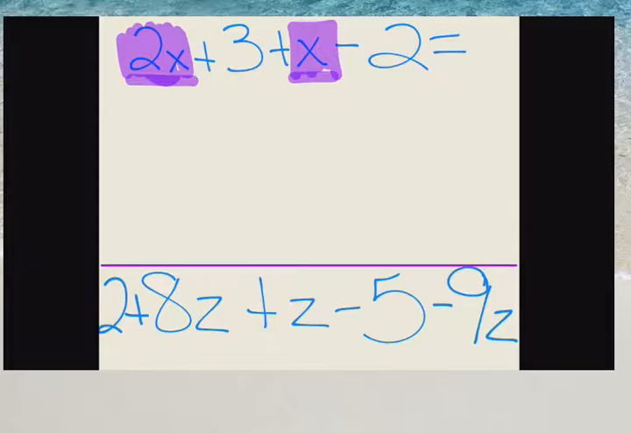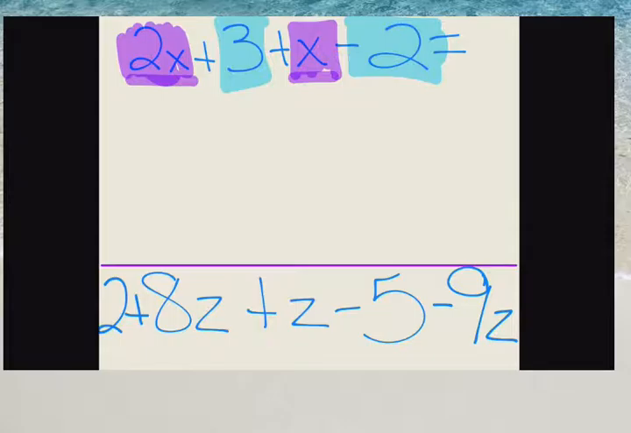Then I'm going to switch to a different color. I'm going to go with a pretty blue, okay? Now remember, 3 is a constant. It's a number that doesn't have a variable attached. Any constant should be grouped together. So I'm going to group 3 and my -2 together. Notice that subtraction sign needs to be applied to the 2.